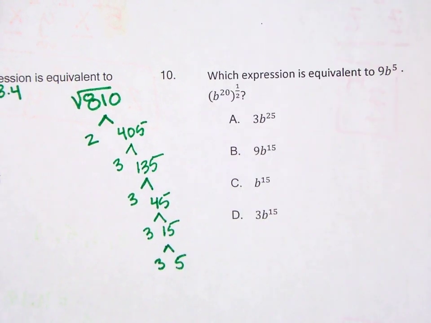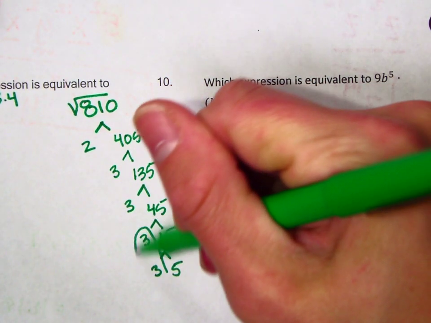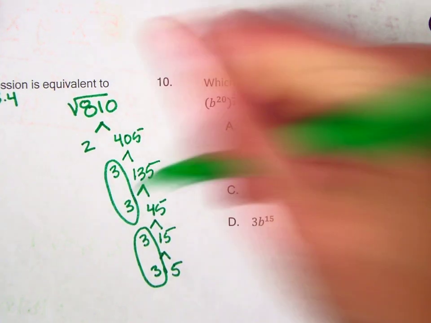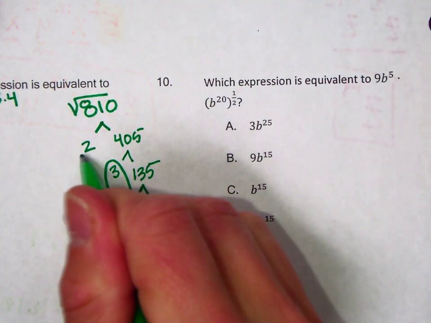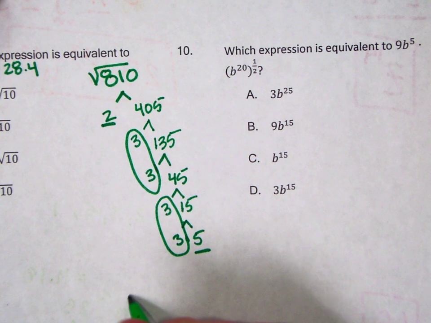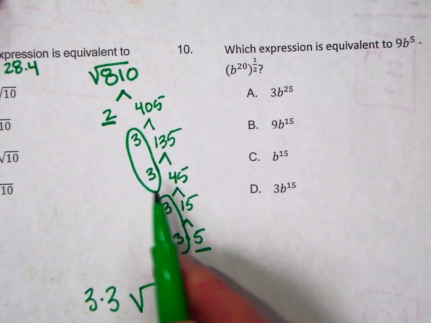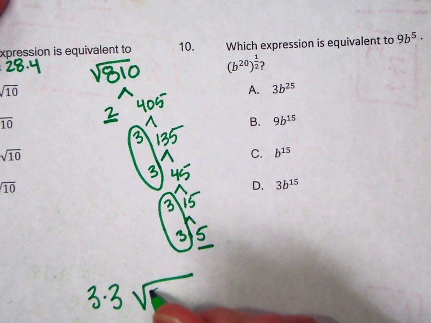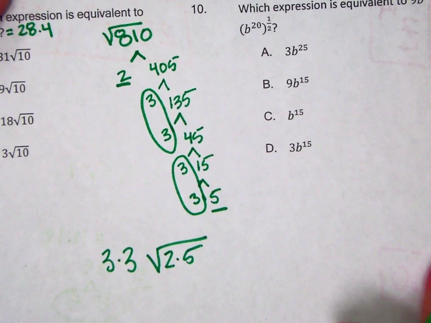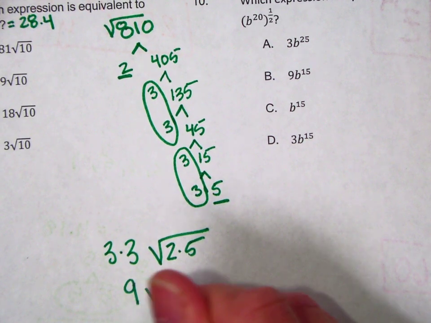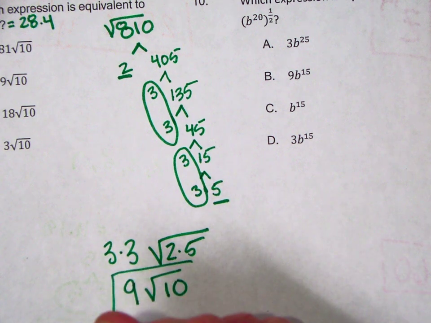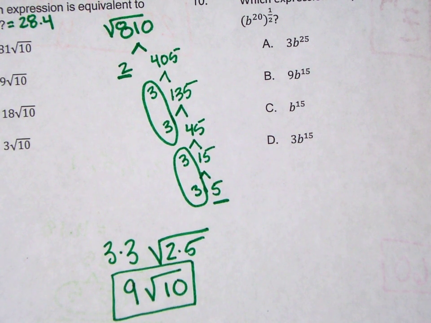All right, so now I'm down to the ends of my tree. So I have a pair of 3s here and a pair of 3s here with a 5 and a 2 left over. So my pairs are going to go on the outside. I'm going to have 2 of them, 1 for each group. All right, and the 2 and the 5 are going to go back inside. So on the outside I have 9 and on the inside I have 10. And that is my final answer.